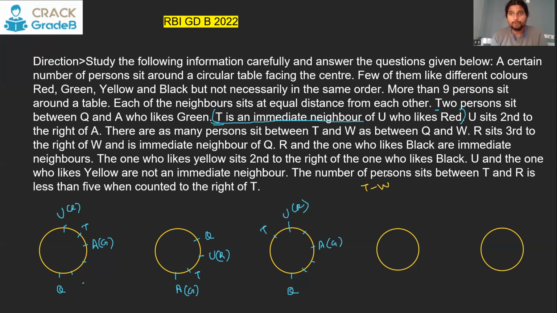Those are between Q and W. So that means T, W, and Q should be equidistant from each other. R sits third to right of W and is immediate neighbor of Q.